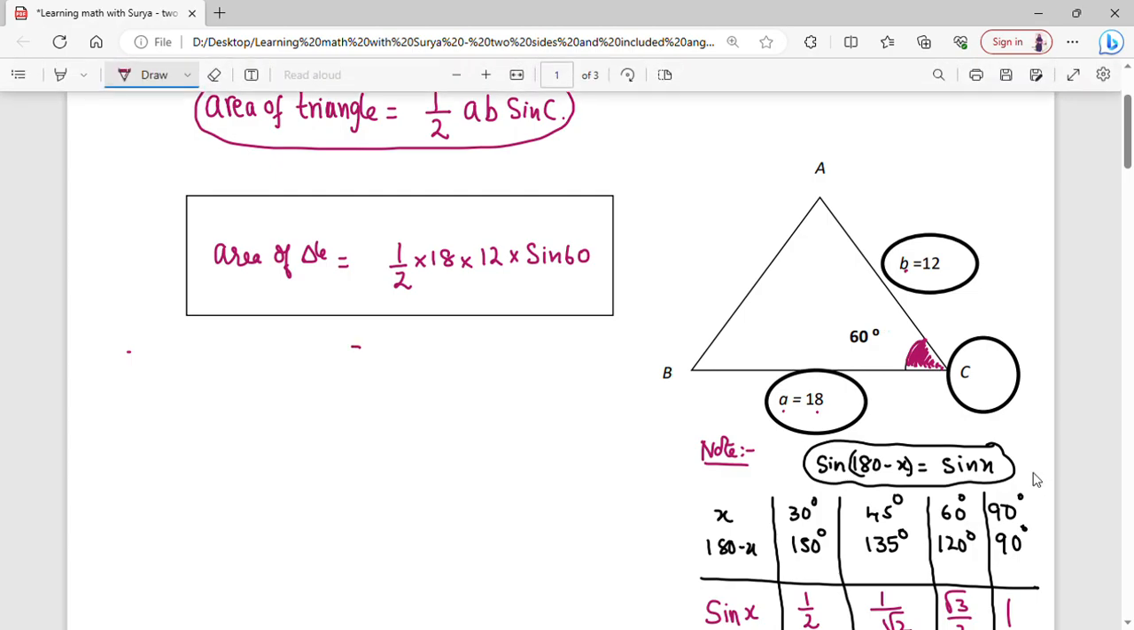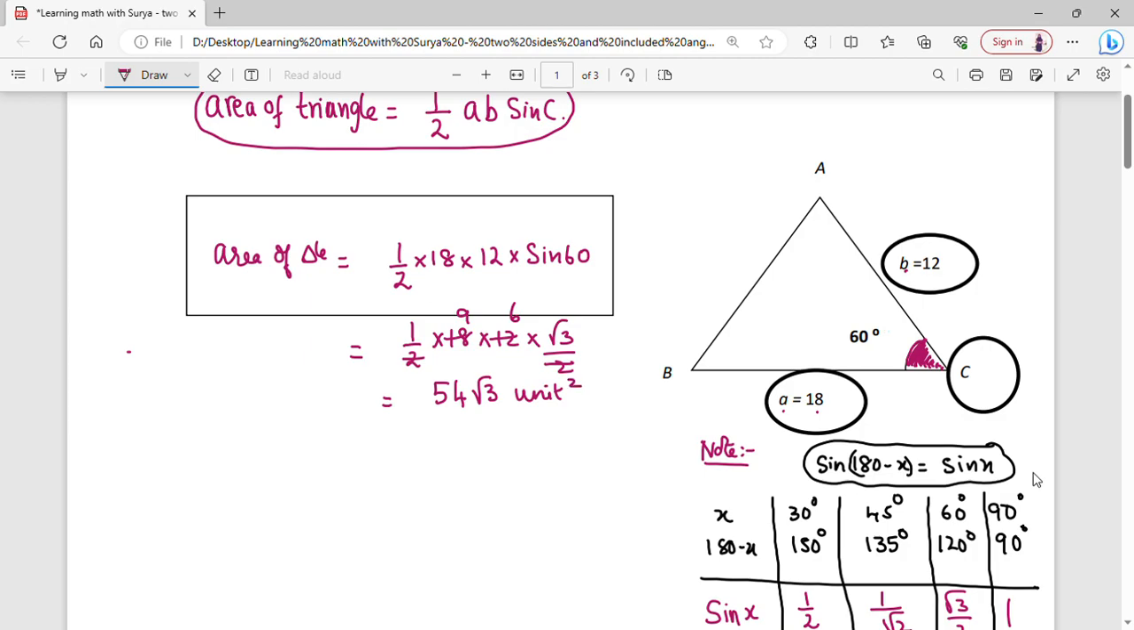So this becomes half 18 into 12 sine 60. So sine 60, let's substitute the value. It is root 3 by 2. So I get, when I cancel, 2 will get cancelled, 9. 9 will get, 2 will get cancelled, 6. So 9 times 6 is 54 root 3 units squared.